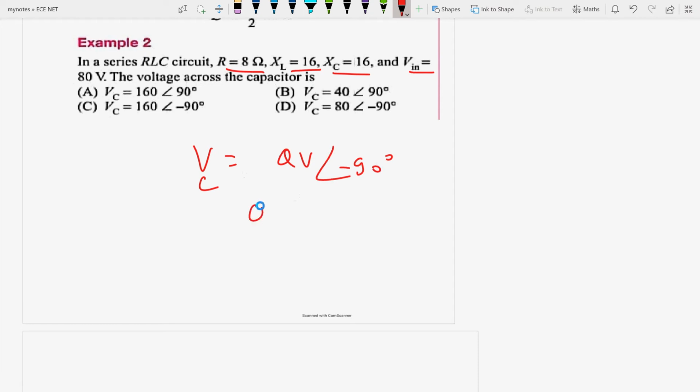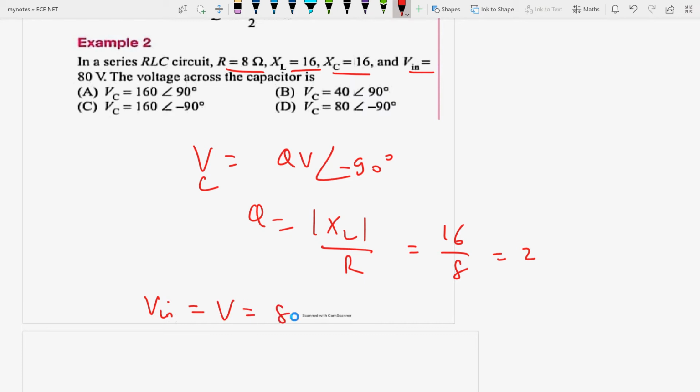So this Q is equal to mod of XL upon R, and this will be equal to 16 upon 8. This will be 2. Now this V input is equal to 80 volt, that is given. So VC is Q times the applied voltage, 80 into angle minus 90 degree. So this will be equal to 160 angle minus 90 degree. The answer will be C.